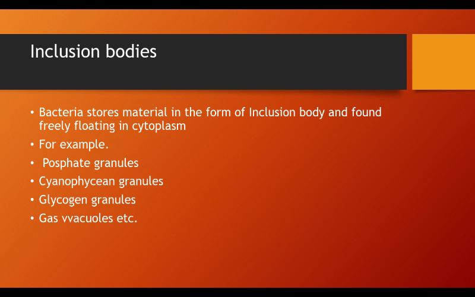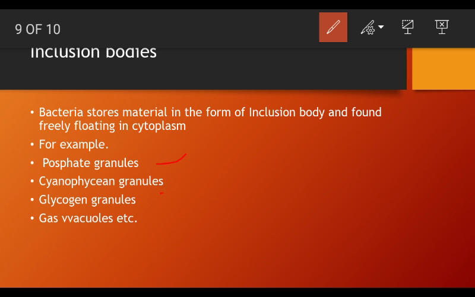And there are some inclusion bodies. Inclusion bodies are vesicle-like structures which are used for storage purposes. For example, phosphate granules, cyanophycin granules, glycogen granules, and gas vacuoles. These all provide some extra features to the bacterial cell for their survival. They help in their survival in some drastic conditions. Carboxysomes store some enzymes which help in their photosynthesis. And these are the different types of granules which are present in different bacterial cells on the basis of their requirement.